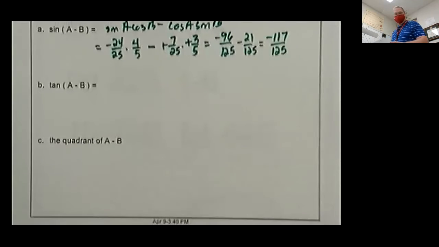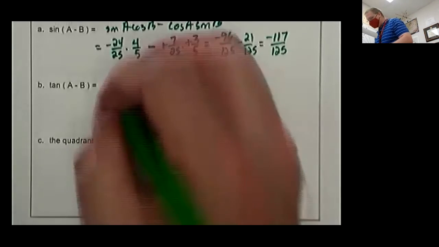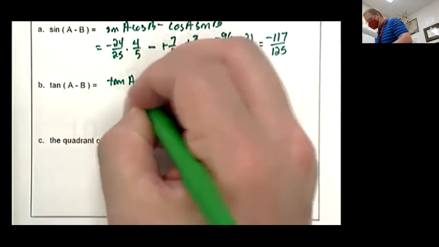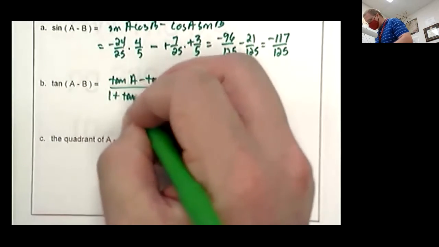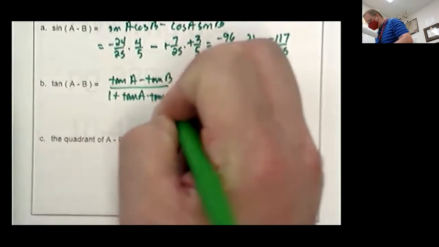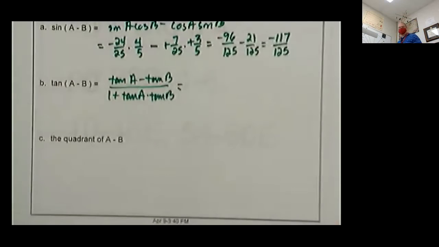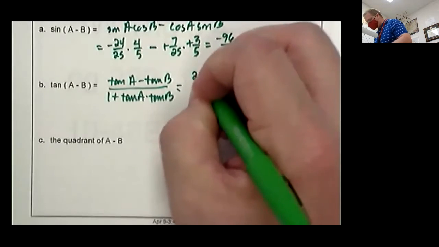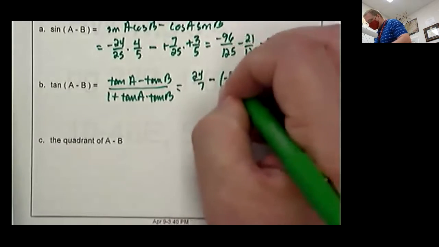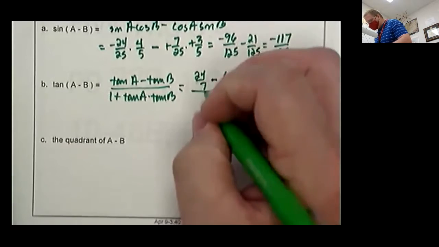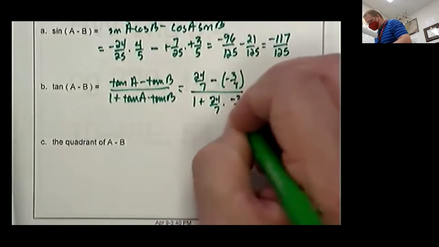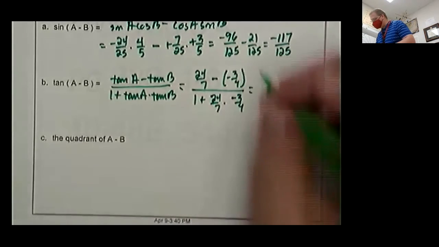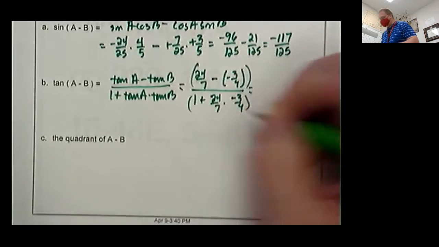Part B then, we want to find tangent of A minus B. Again, using our identity, that is tangent of A minus tangent of B over 1 plus tangent of A times tangent of B. Again, we have all those values. That was from our last slide. So we're just going to plug in all of those numbers. This is 24/7 minus a negative 3/4 all over 1 plus 24/7 times negative 3/4. Remember to use parentheses around all of this if you do all of that at once on your calculator.